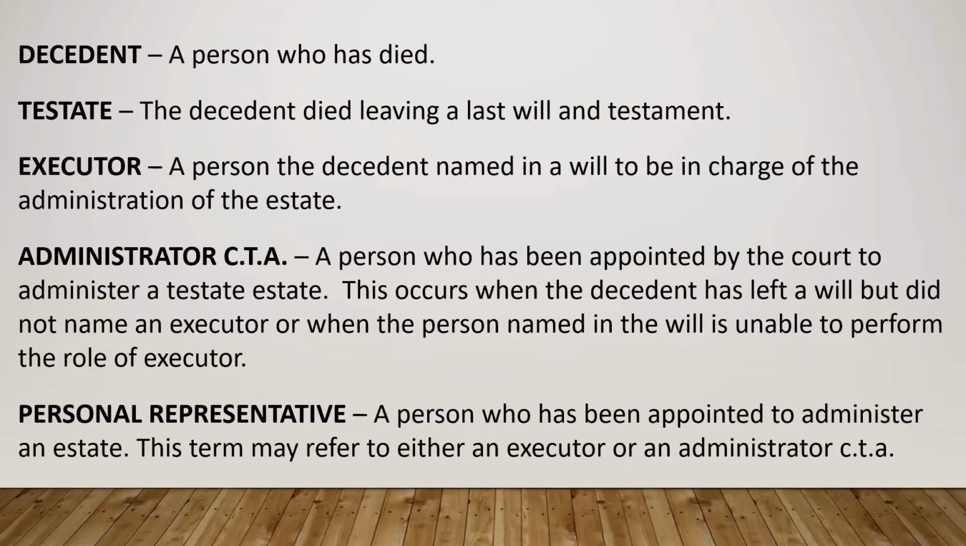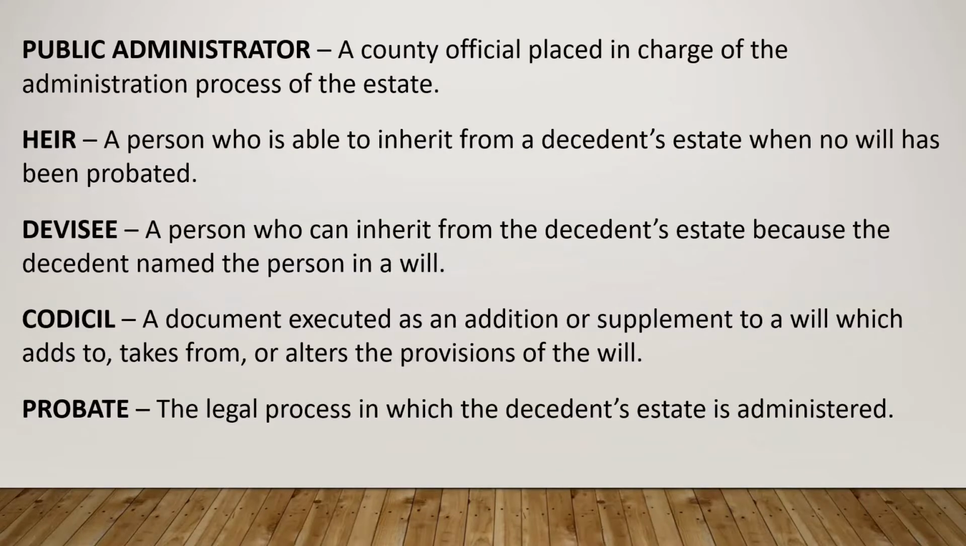This occurs when the decedent has left a will but did not name an executor, or when the person named in the will as executor is unable to perform this role. Personal representative, a person who has been appointed to administer an estate. This term may refer to either an executor or an administrator CTA. Public administrator, a county official placed in charge of the administration process of the estate.